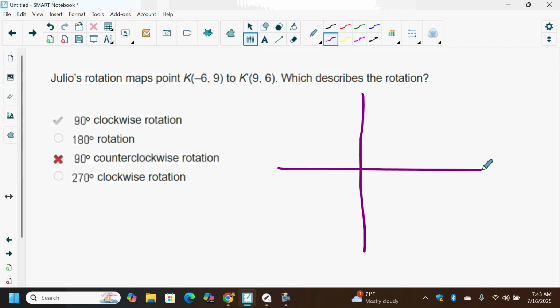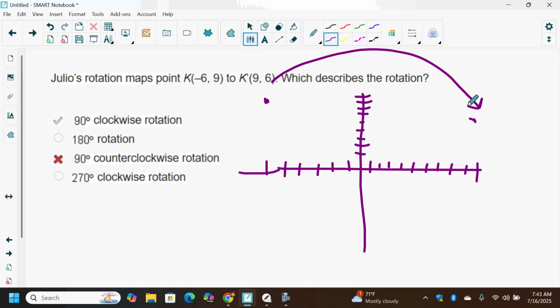So if we went to where -6, +9 was, it would be about here, approximately drawn, and then we went to +9, +6. Notice it went this direction and it only went 90 degrees, because if it went 180, it would be down here. You can also know it's 90 degrees from the origin. It would make a 90-degree angle.